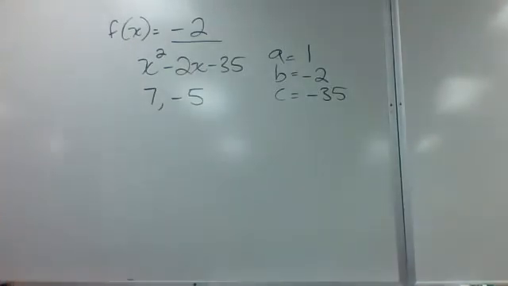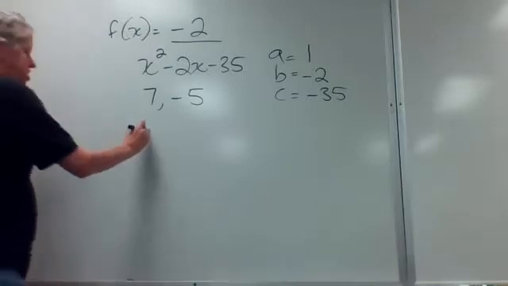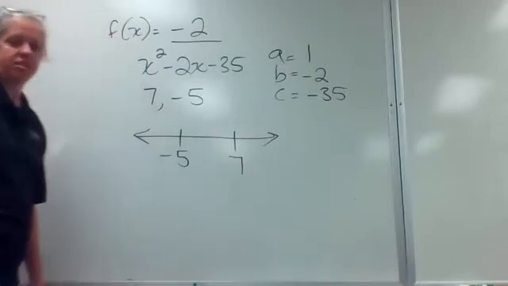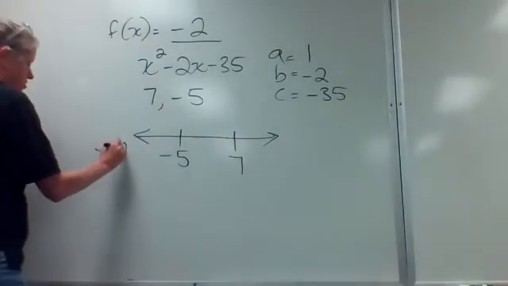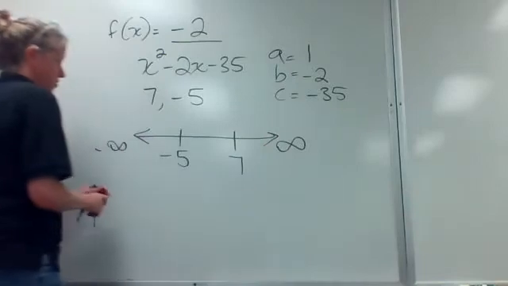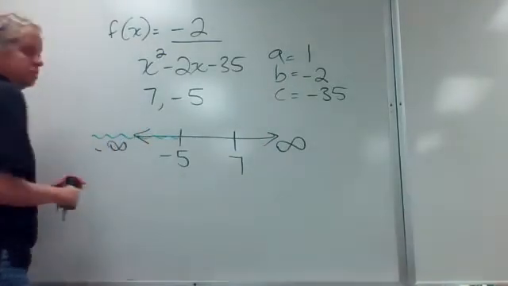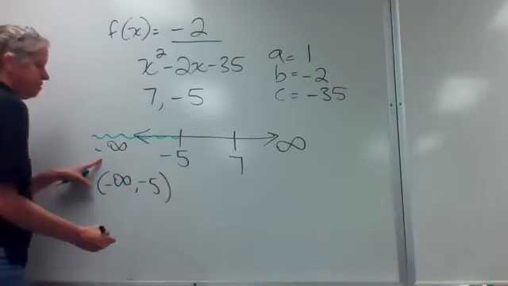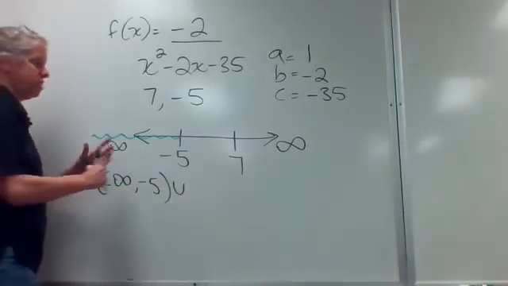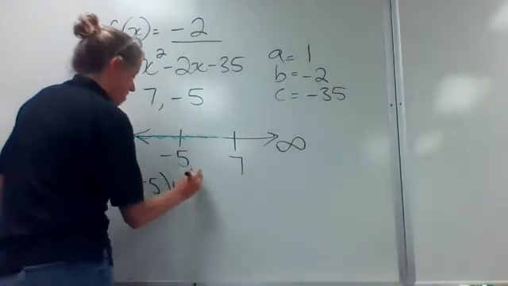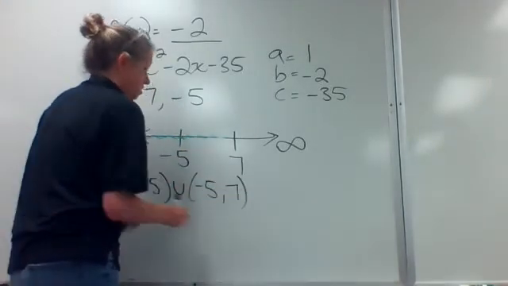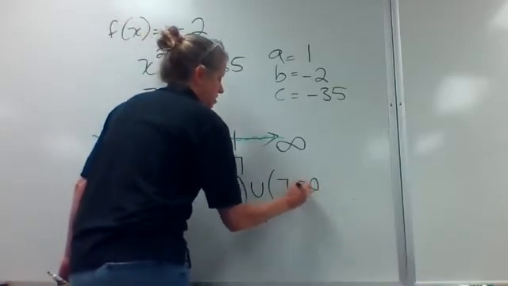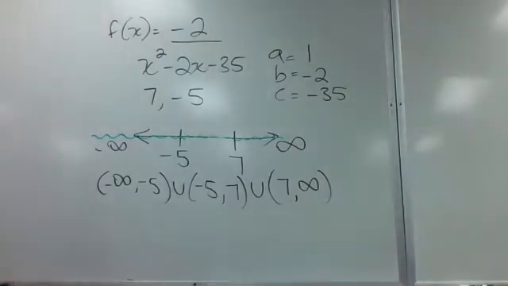So we need to write the domain in interval notation. So you're going to come up to -5 first and then 7. So your first interval is negative infinity to -5, in union with this middle interval, which is -5 to 7, in union with 7 to infinity.